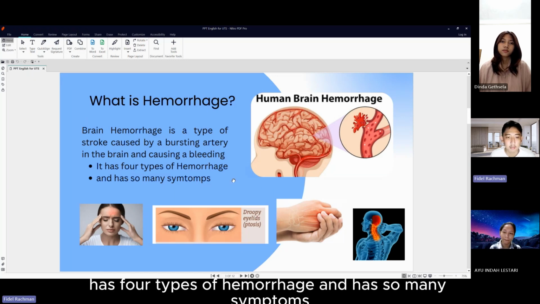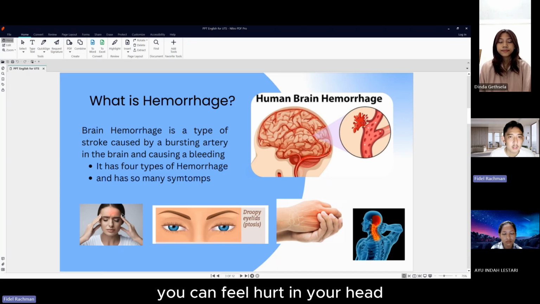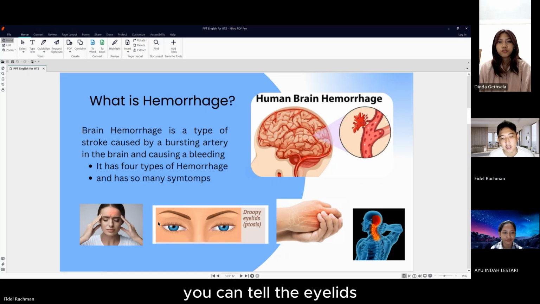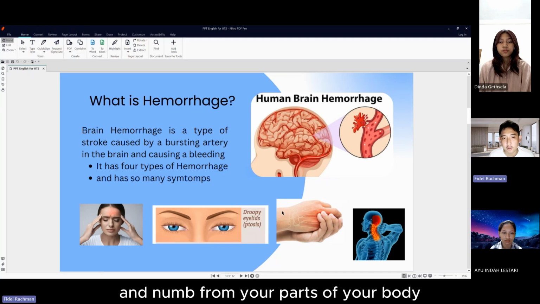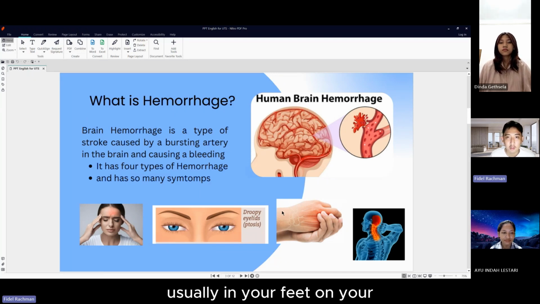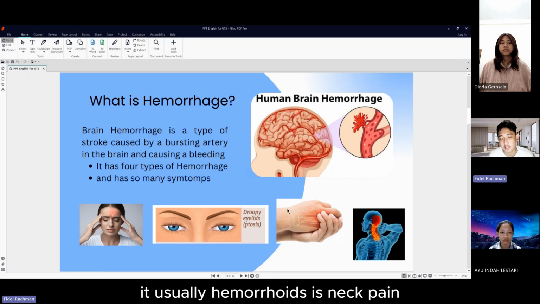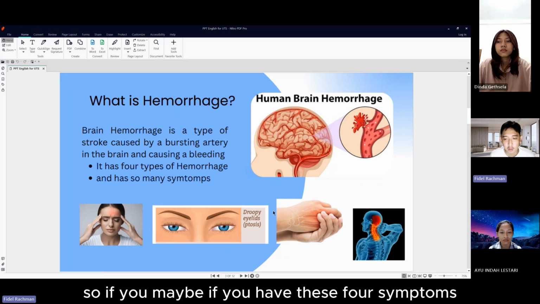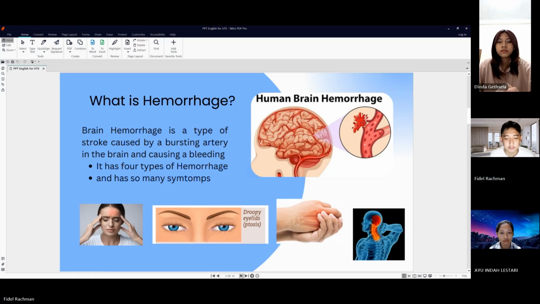Hemorrhage has 4 types and has many symptoms. The first symptom is headache. You can feel hurt in your head, and then drooping eyelids. You can tell the eyelid is drooping a little bit, and numbness in parts of your body, usually in your foot or your hand. And the last symptom that usually comes with hemorrhage is neck pain. So if you have these 4 symptoms, you should go to the doctor.